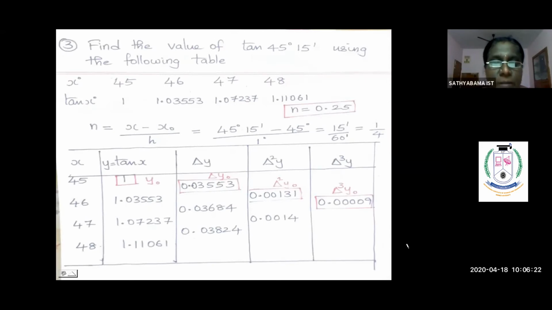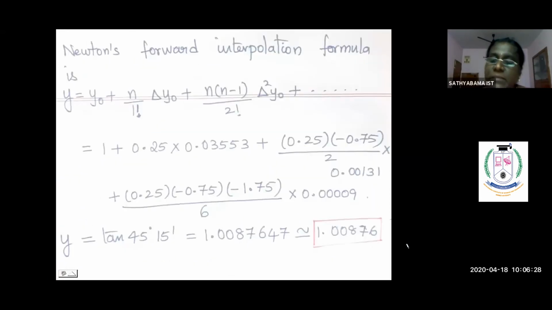The problem has given tan x values up to 5 decimal places. So I need to approximate up to 5 decimal places. That is 1.00876. So this also you can check with your calculator whether the value is correct or not.